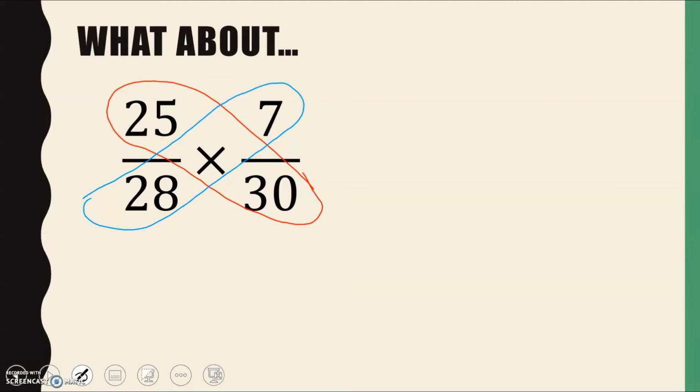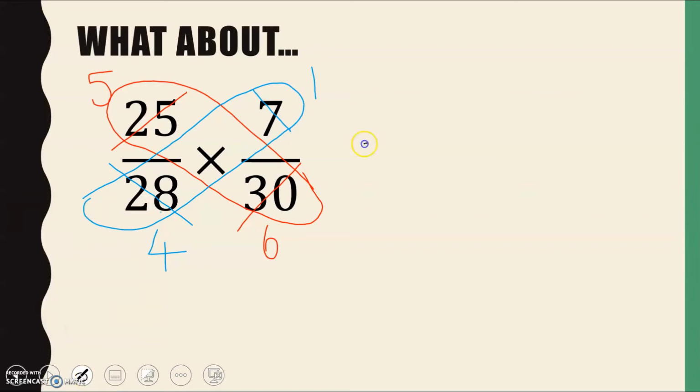What I want to do is check, are these guys in the same times table? Well, 7 and 28 are both in my 7 times table. 7 ones give me 7, and 7 fours give me 28, so I can simplify them diagonally. For 25 and 30, they end in a 5 and a 0, so they are both in my 5 times table. 5 fives give me 25, and 6 fives give me 30.